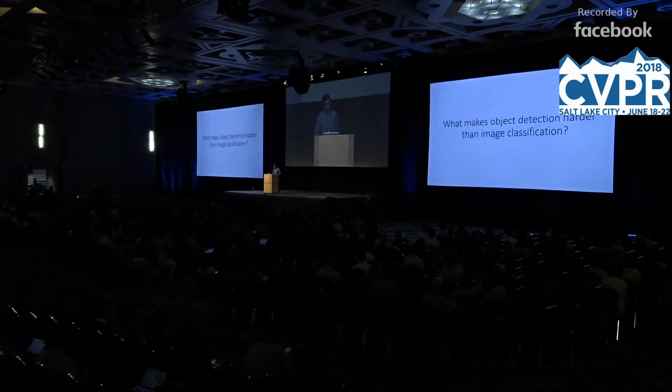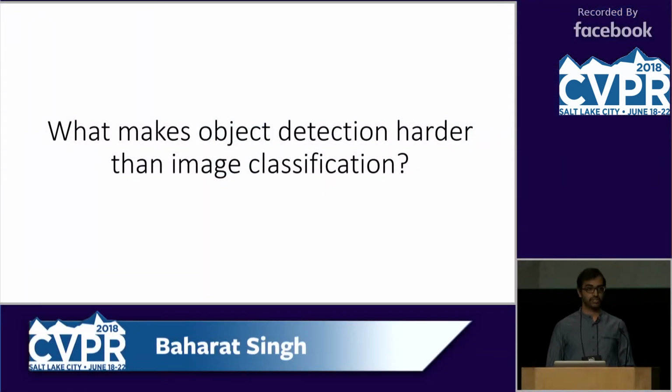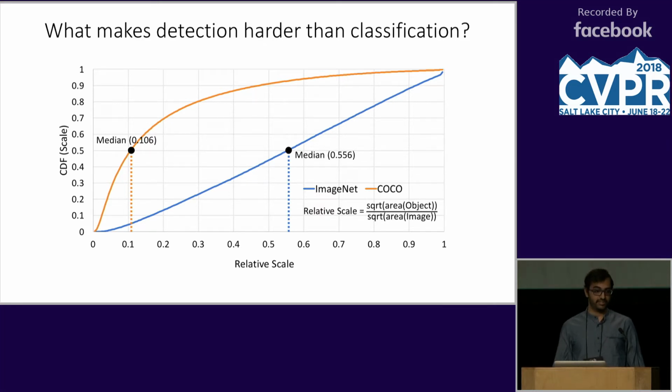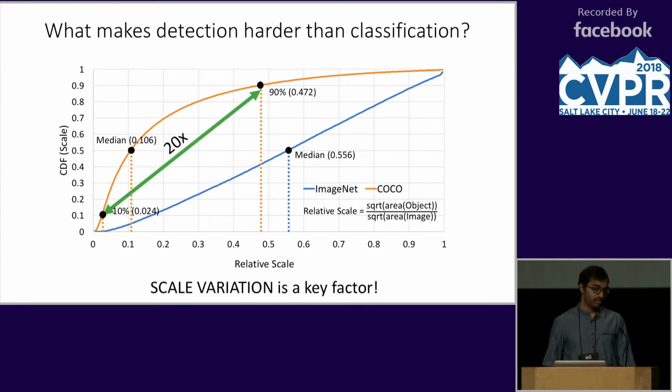So let us start with this question: what makes object detection different from image classification? To answer this question, let us look at the median scale of objects relative to the image in ImageNet and COCO. As we can see, the median scale of objects in ImageNet is 0.5, while that in COCO is 0.1. That means there are many small objects in detection datasets. Now let us look at the smallest and largest 10% objects in COCO. As we can see, there is a scale variation of about 20 times. So not only are there many small objects, but there is also a large variation in the scale of the objects.